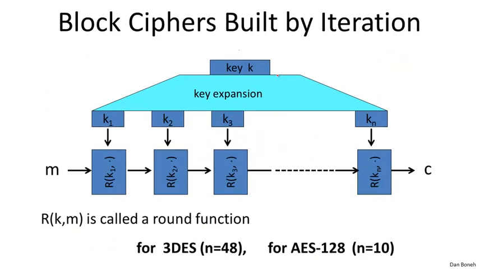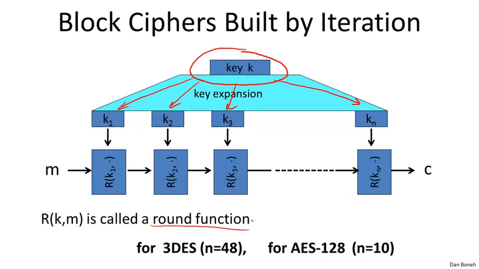Now, block ciphers are typically built by iteration. They take in as input a key K. For example, in the case of AES, the key could be 128 bits long. The first thing that happens to the key is it gets expanded into a sequence of keys, K1 to Kn, called round keys. The way the cipher uses these round keys is by iteratively encrypting the message again and again using what's called a round function. So here we have this function R that takes two inputs. This function R is going to be called a round function. It takes as input the round key, and it takes as input the current state of the message.